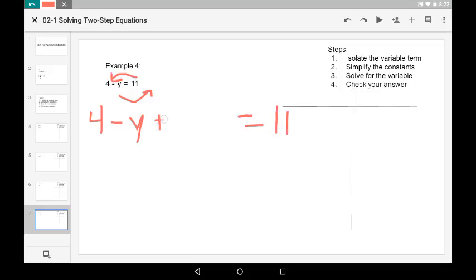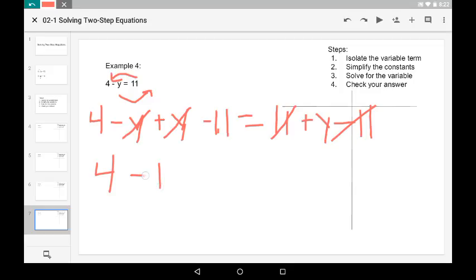Now I'm going to add my y's to both sides, plus y, and I'm also going to subtract 11 from both sides. So I'm combining 2 steps in one here. You can do this in 2 steps as well. Either way is fine. Okay, so over here we have negative y plus y. They're going to cancel out. Here we have positive 11, negative 11. Those cancel out. So we're left with 4 minus 11 equals y. 4 minus 11 is negative 7 is equal to y. So y is negative 7.